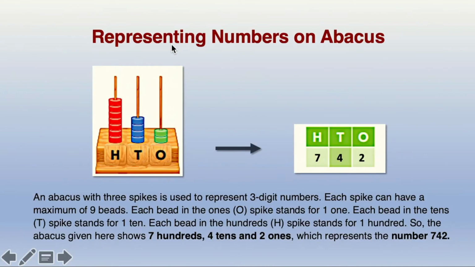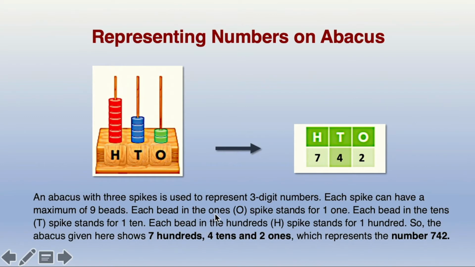Now over here, how to represent the numbers on abacus. So over here we have spike abacus and we have 3 spikes over here. Ones spike, tens spike and hundreds spike. So an abacus with 3 spikes is used to represent, means to show, 3-digit numbers. Each spike can have a maximum of 9 beads.